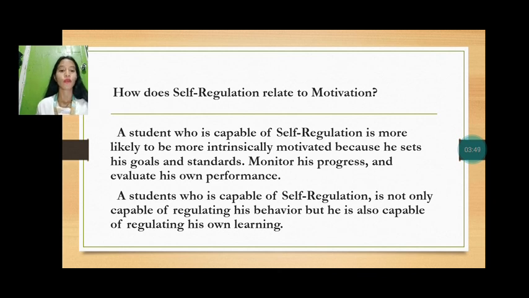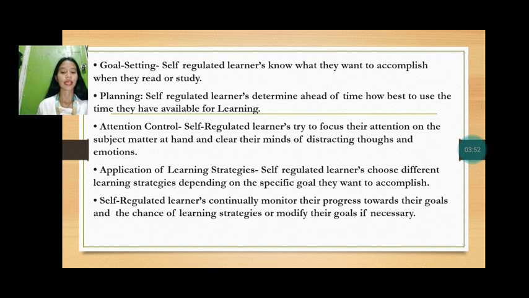Zimmerman 2004 cites the following processes involved in self-regulated learning. First is goal setting. Self-regulated learners know what they want to accomplish when they read or study. Learners set their goals to accomplish their study. For instance, if they want to study or read, they have a purpose or goals that they want to set.